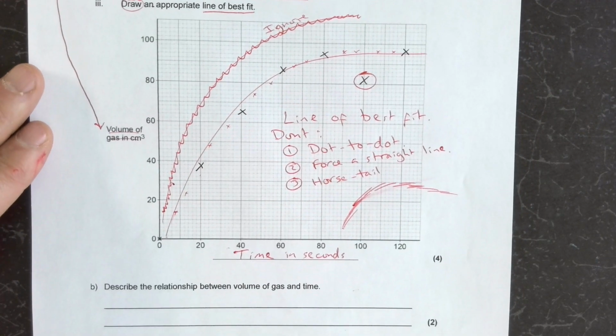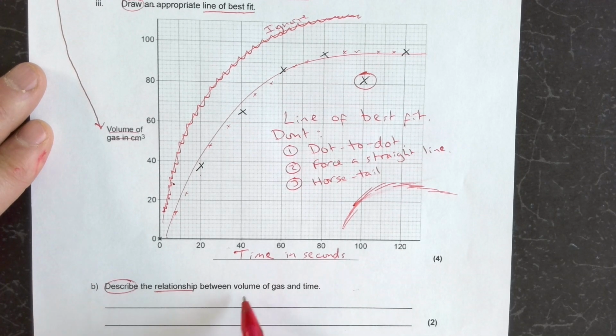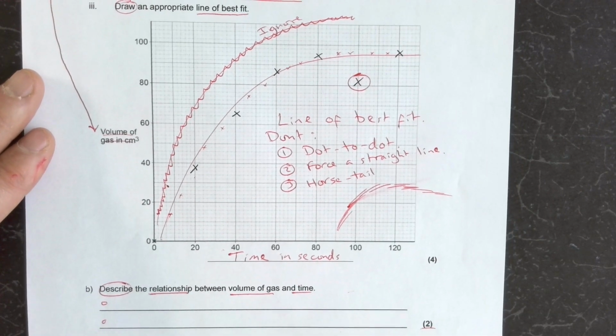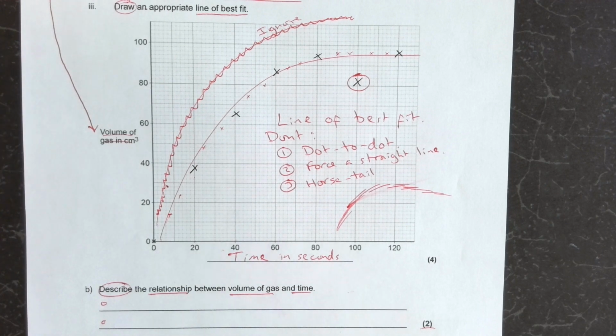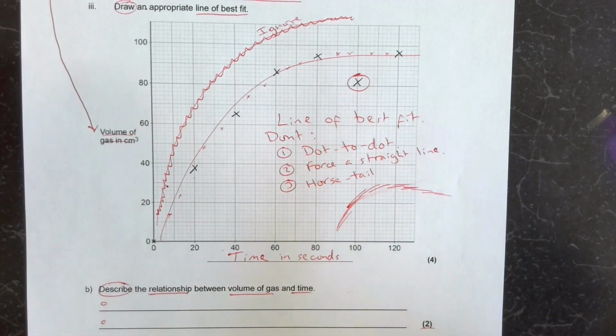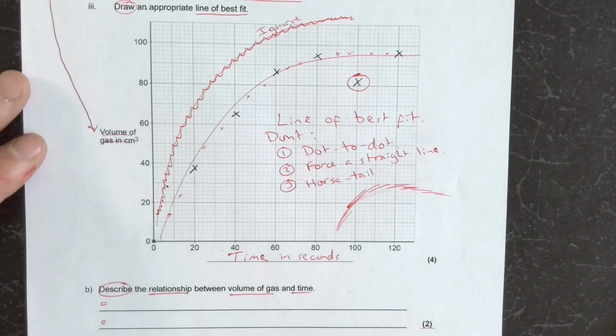Right, part B. Describe the relationship between volume of gas and time. It's worth 2 marks. Now this is where we're hopefully well away from the wrong answer. It goes up, then it goes flat. That's going to get you no marks.